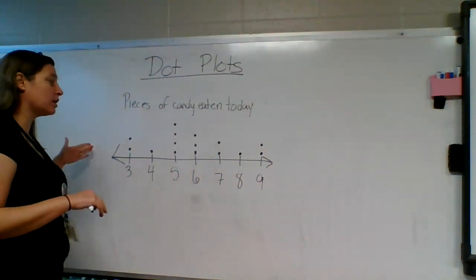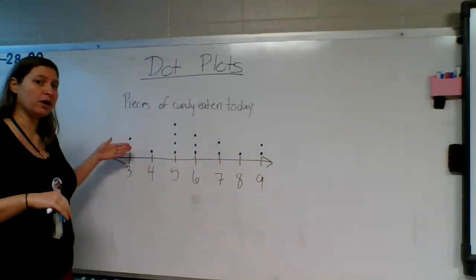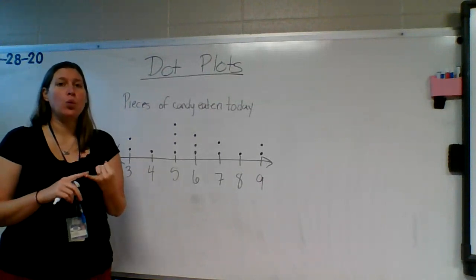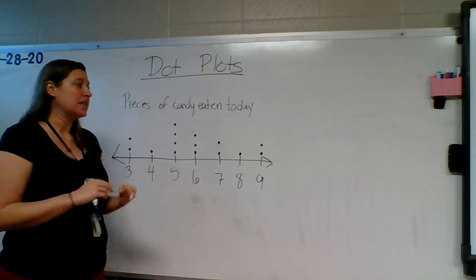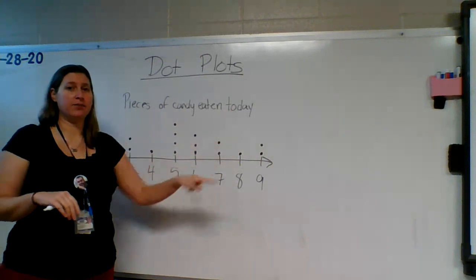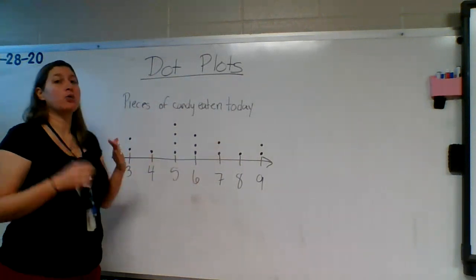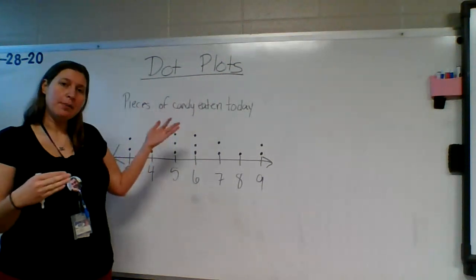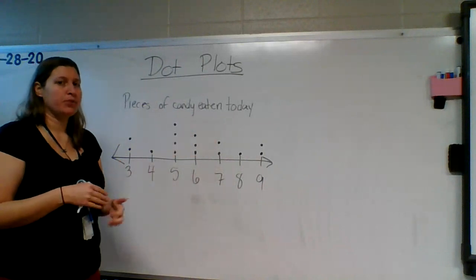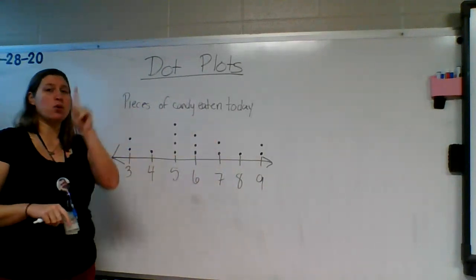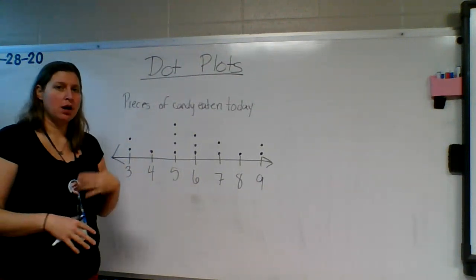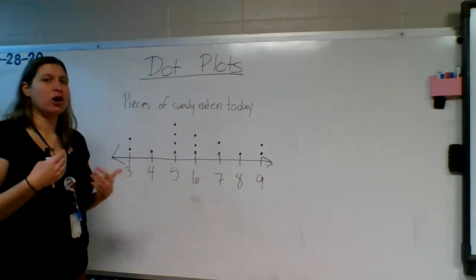A dot plot is literally just a number line where each dot is going to represent either one person or one piece of information. In this situation, my dot plot is talking about pieces of candy eaten today. So every dot would be a person answering, how many pieces of candy have you eaten today? And these are the data points that I've received. Every single dot is one person, and it also in turn is one number in my data set.